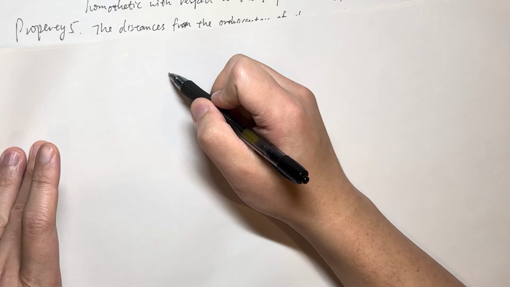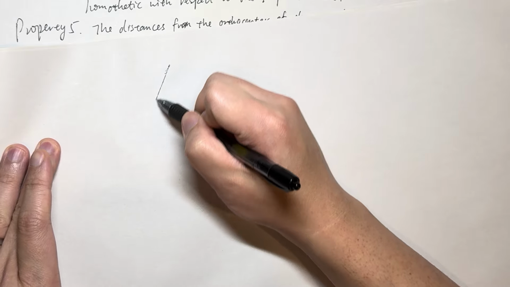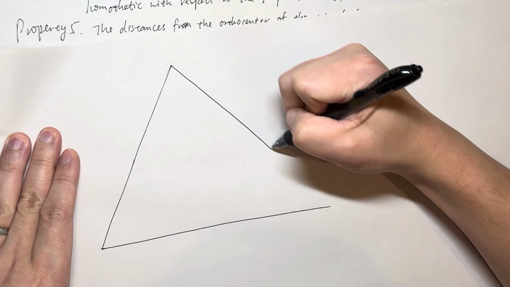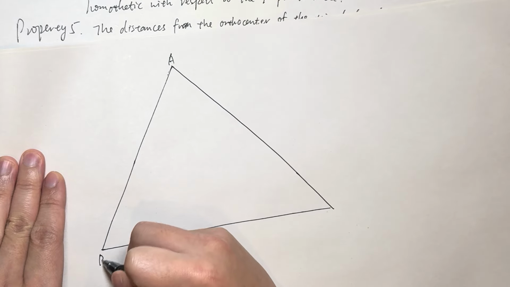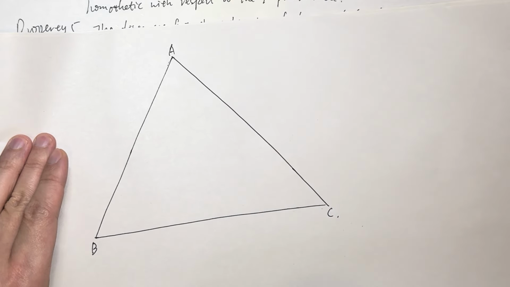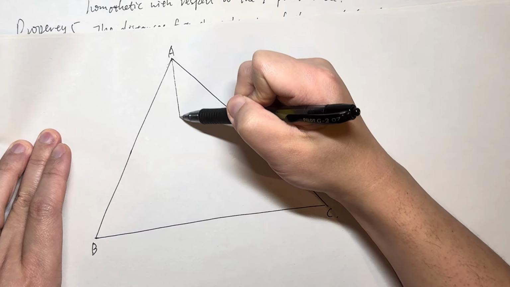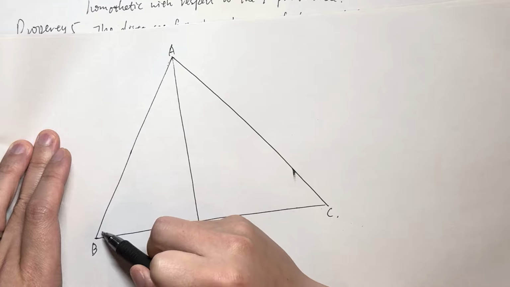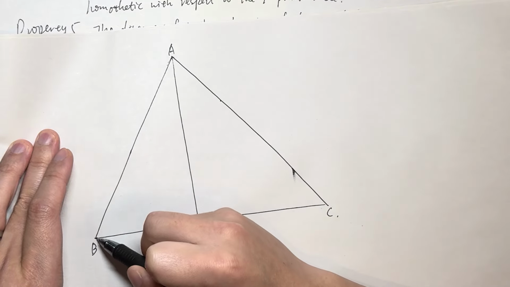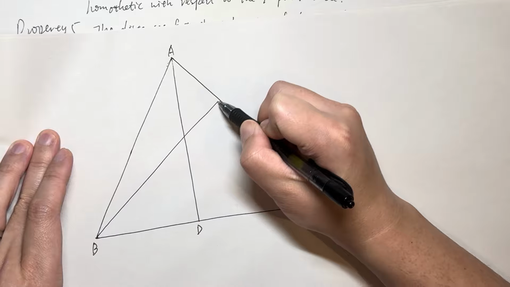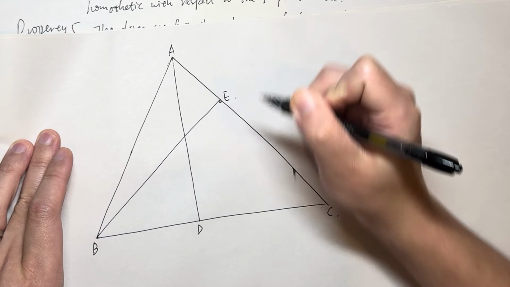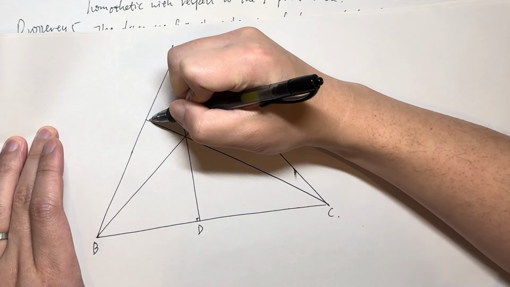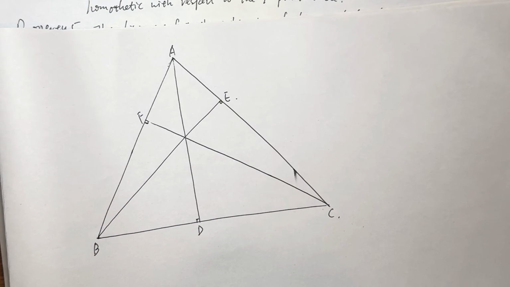I think we don't really need the circle, so let's make the triangle large. A, B, C here. D, E, F. Right.